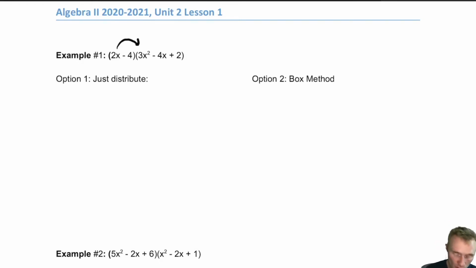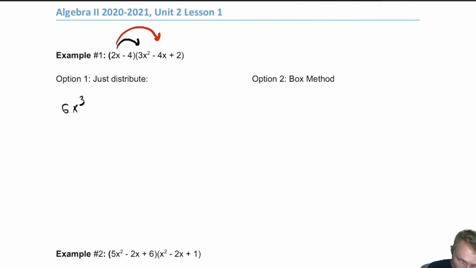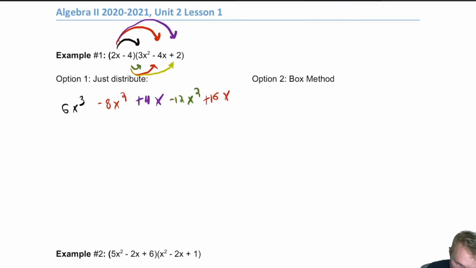If we just distribute 2x times 3x squared, 6x to the third, 2x times negative 4x, negative 8x squared, 2x times 2 plus 4x, negative 4 times 3x squared, negative 12x squared. Okay, we're going to have some like terms. Negative 4 times negative 4. Okay, we're starting to see here maybe why someone might prefer the box method, because this is getting a little out of hand, minus 8.